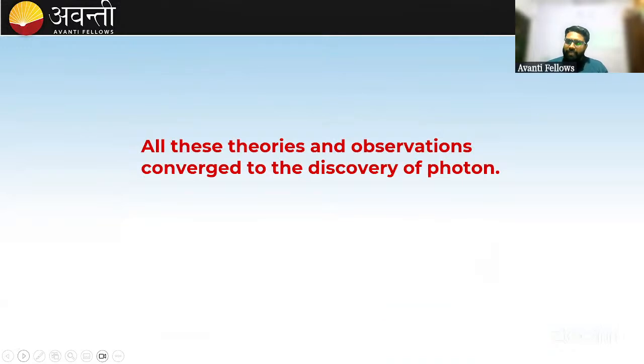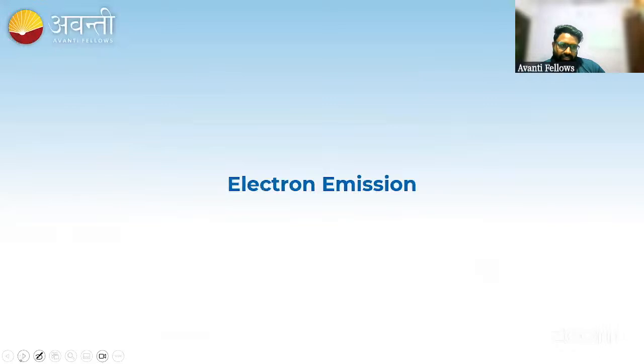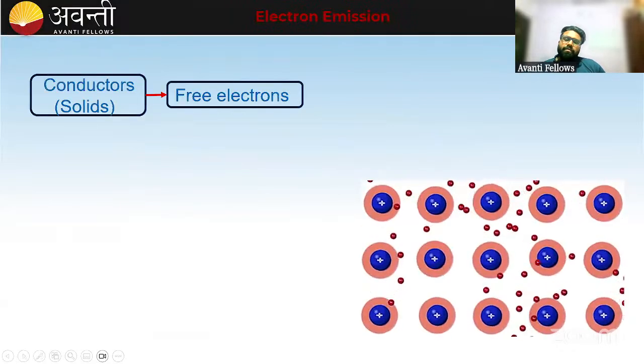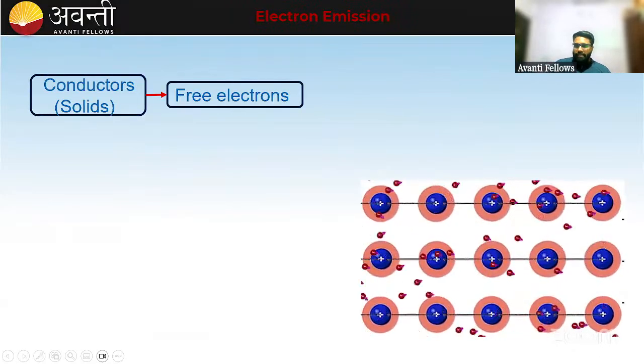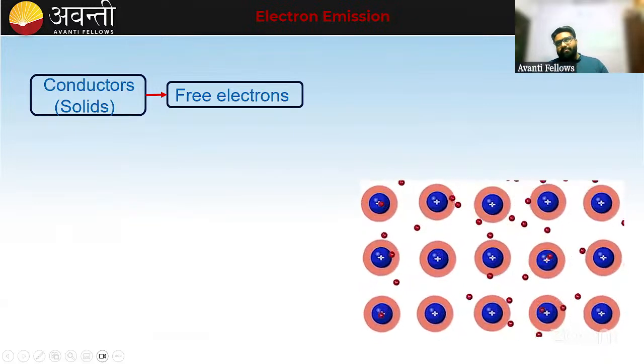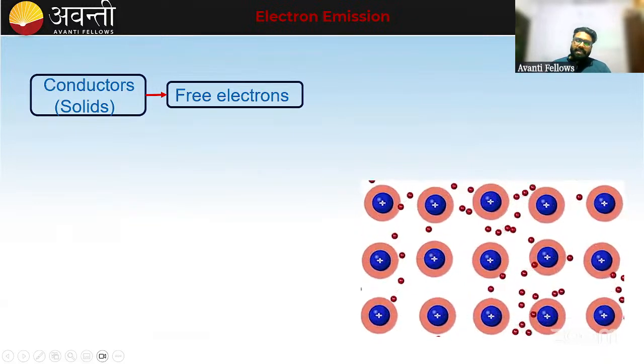अदरवाइज इफ वी टॉक अबाउट एनी काइंड ऑफ वेव, ठीक है, any particular wave, and that wave is not light, then that particular packet of energy is called a quanta. ठीक है. So all these theories and observations converged to the discovery of the photon, and this is for visible light. ठीक है. Now we will talk about the electron emission. तो अभी हमने बेस क्रिएट किया, कि why the photoelectric effect is happening.